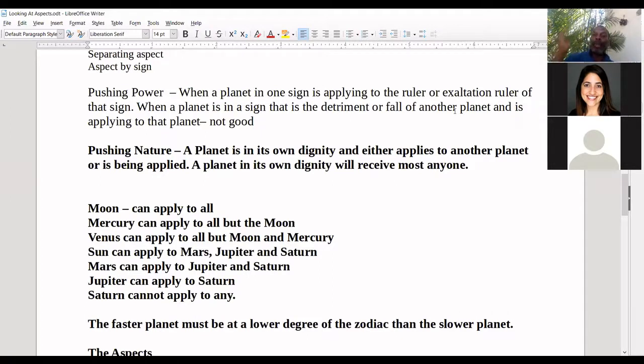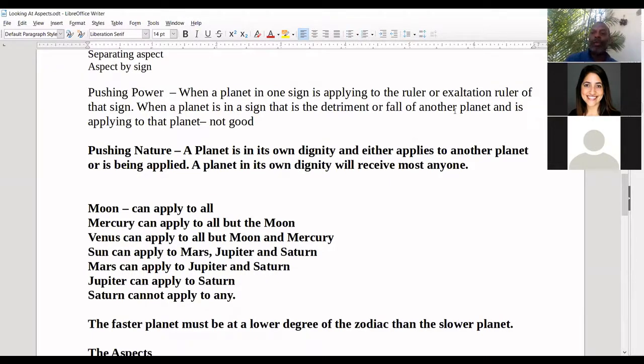So you have that to think about as well. Keep remembering 30 degrees to a sign, 60 minutes to a degree. And so that's how you're going to figure out who's higher, who's lower in the degree scale, and what makes things close or not so close.